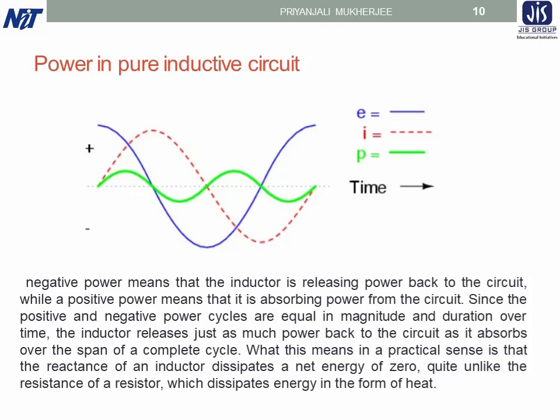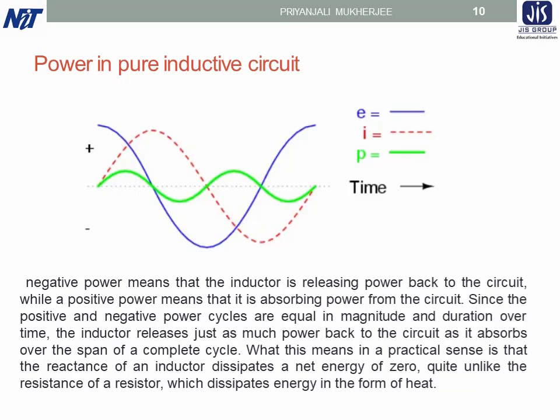So next is power in the pure inductive circuit. Instantaneous power is given as V into I. V is V max sine omega t and I is I max sine omega t minus pi by 2. So the power measured by the wattmeter is the average value of P, which is 0, since the average of a sinusoidal quantity of double frequency over a complete cycle is 0. Hence in a pure inductive circuit, the power absorbed is 0.